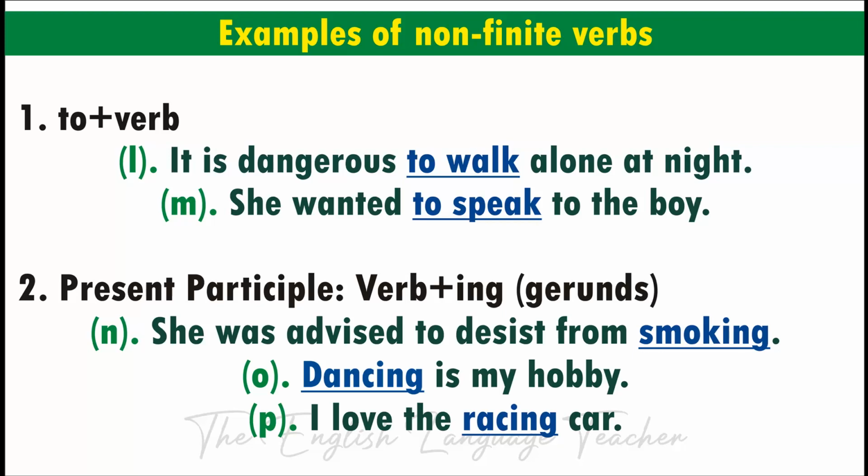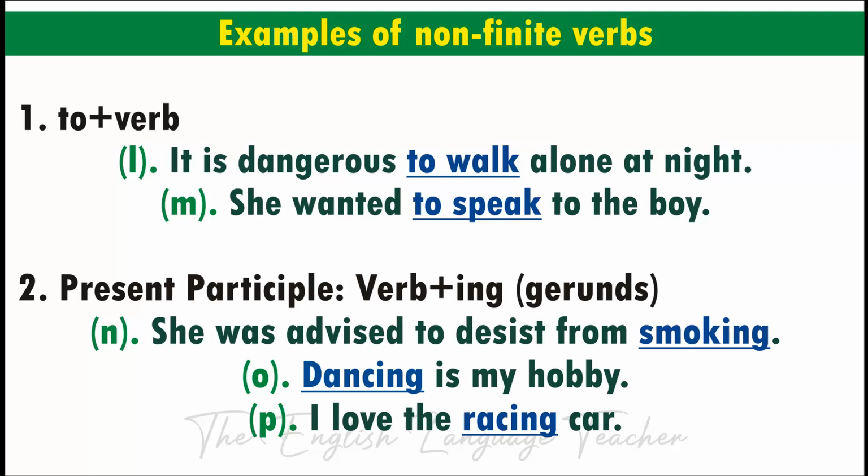It is dangerous to walk alone at night. Is the finite verb and the main verb of the sentence because it shows present tense and it shows singularity. It shows person, singularity. Whereas to walk is a non-finite verb functioning as the complement of the adjective dangerous. Let's see sentence M. She wanted to speak to the boy. To speak is a non-finite verb.